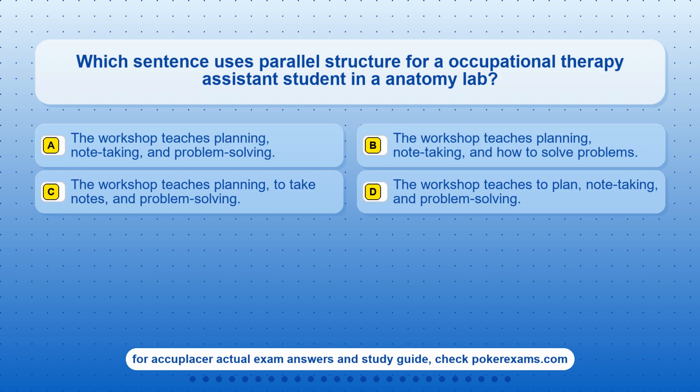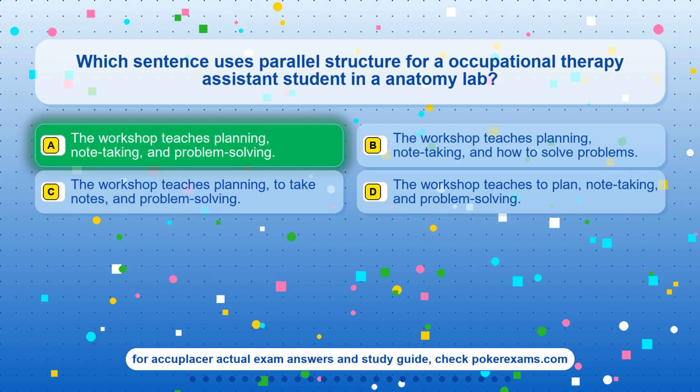Question 9. Which sentence uses parallel structure for an occupational therapy assistant student in an anatomy lab? Option A. The workshop teaches planning, note-taking, and problem-solving. Option B. The workshop teaches planning, note-taking, and how to solve problems. Option C. The workshop teaches planning, to take notes, and problem-solving. Option D. The workshop teaches to plan, note-taking, and problem-solving.